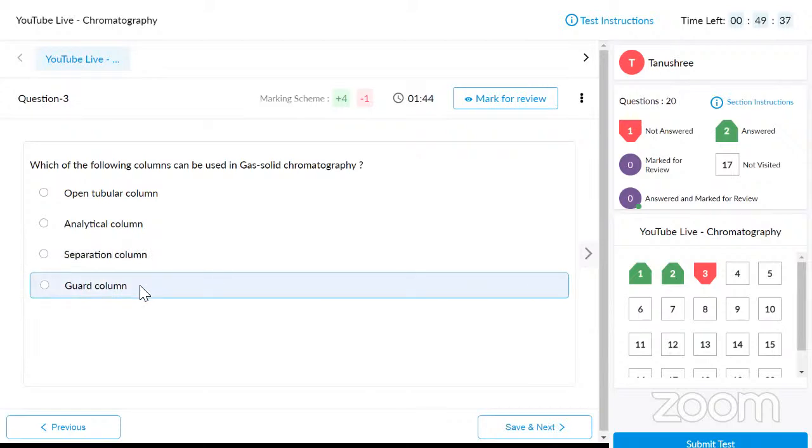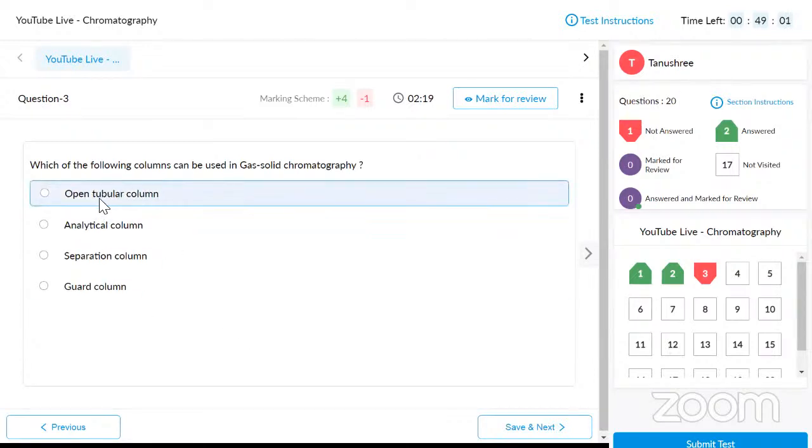A guard column is basically a column which is used preliminary to your analysis to protect your sample or to protect your chromatographic technique. Usually if there are any impurities that are not desired in the analysis, they will first be trapped in your guard column, and then a pure form of the sample will be directed to your analytical column. So a guard column cannot be used for gas solid chromatography either, because a guard column is not incorporated for GC, that is gas chromatography.